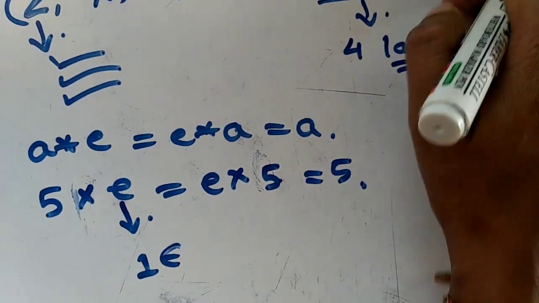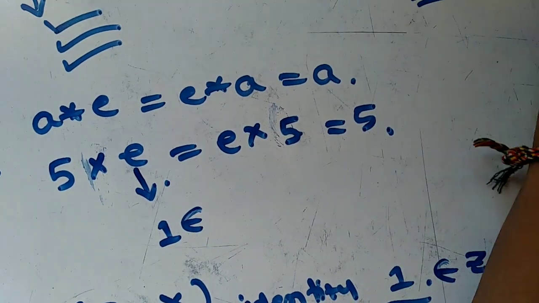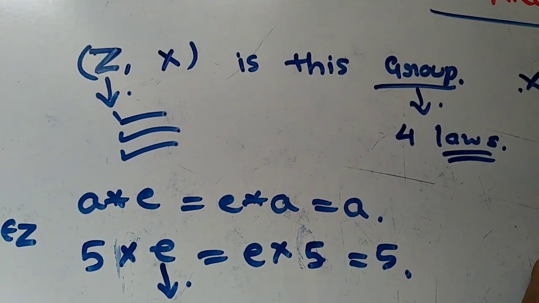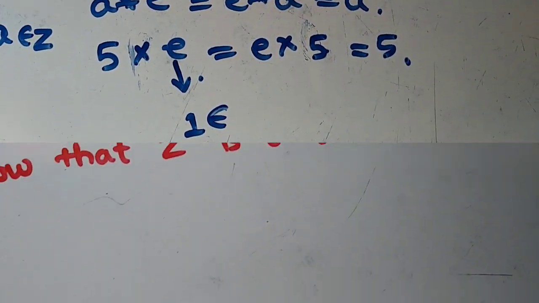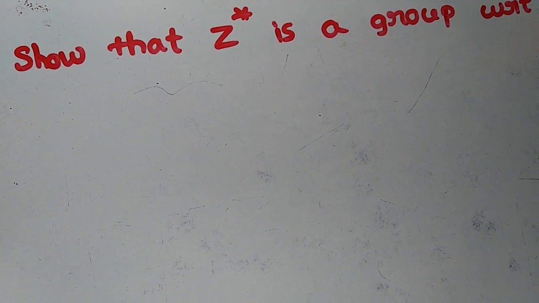Therefore here Z with respect to multiplication is not a group. But Z star with respect to multiplication is a group. I will show you step by step. So now we will check it step by step.